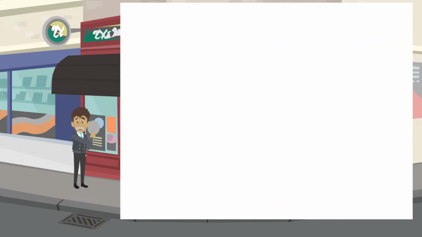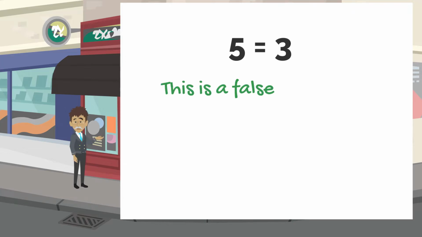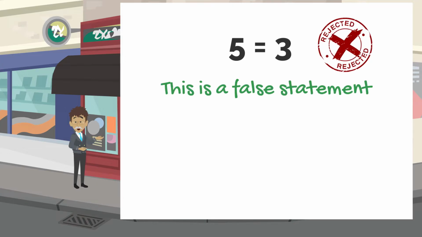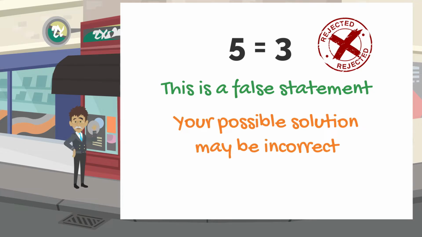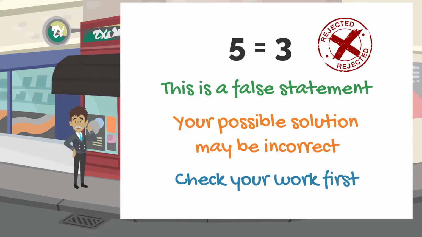If you end up with two values that are not the same during the check step, like 5 equals 3, it is a false statement. 5 is not the same as 3, so the solution is not correct. I always review the math in my check step first when this happens. Then, if necessary, I return to the original equation to find my mistake.